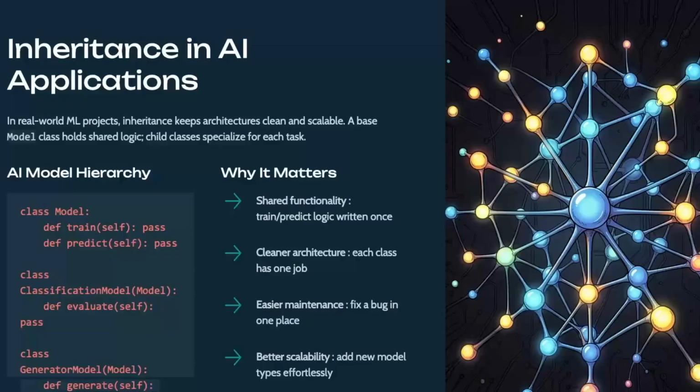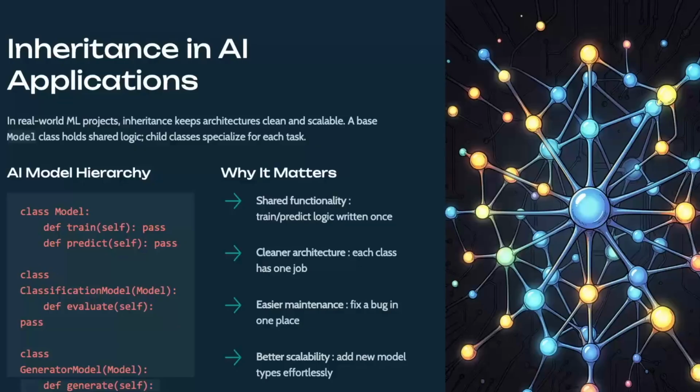Now, let's have a look at a common AI application example. Imagine you're building a machine learning platform. I presume everyone knows what machine learning is at this point. We create a base Model class. The Model class might contain functionality such as a train method to train the model, a save method to save the model, or a load method to load the model.